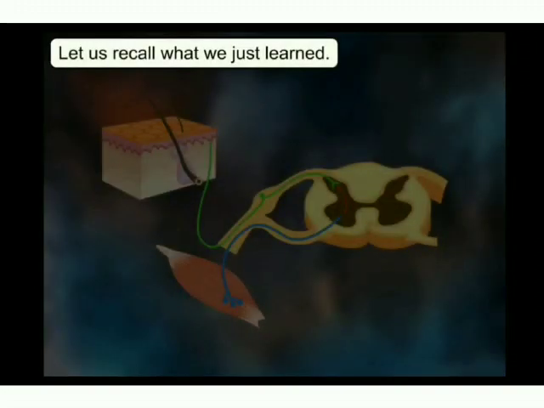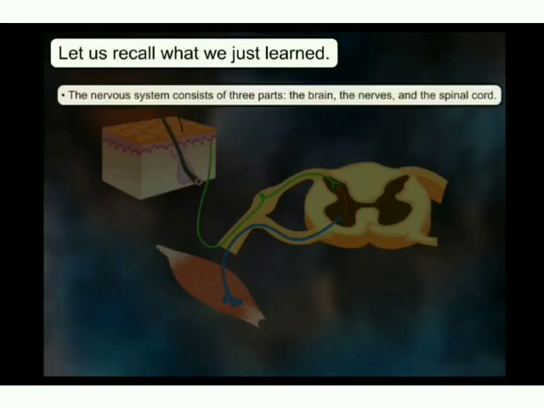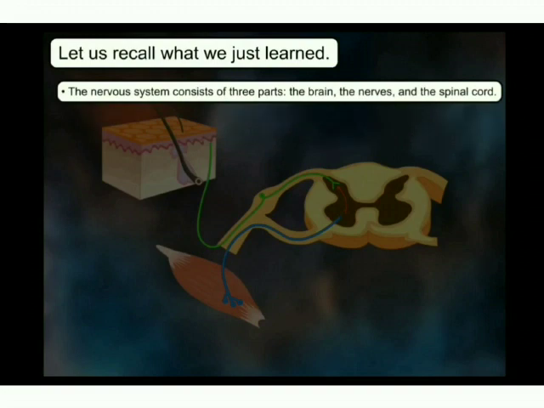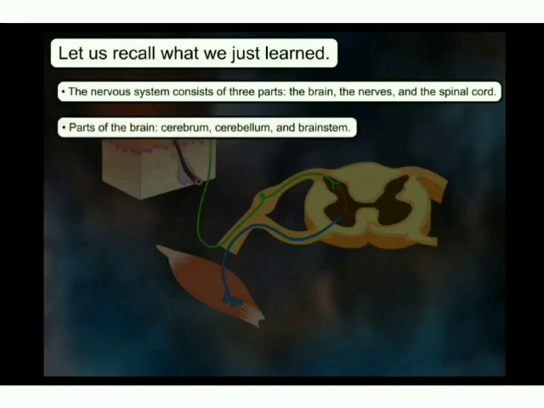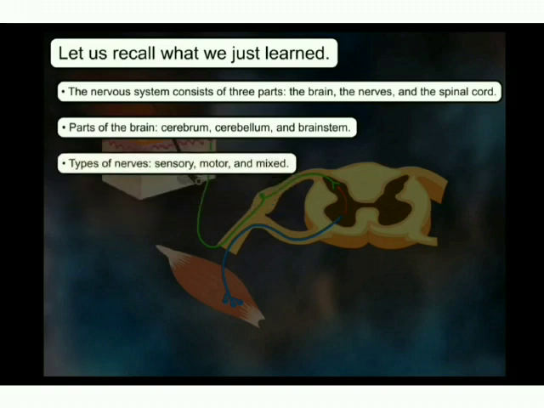Let us recall what we just learned. The nervous system consists of three parts: the brain, the nerves, and the spinal cord. Parts of the brain: cerebrum, cerebellum, and brainstem. Types of nerves are sensory, motor, and mixed.